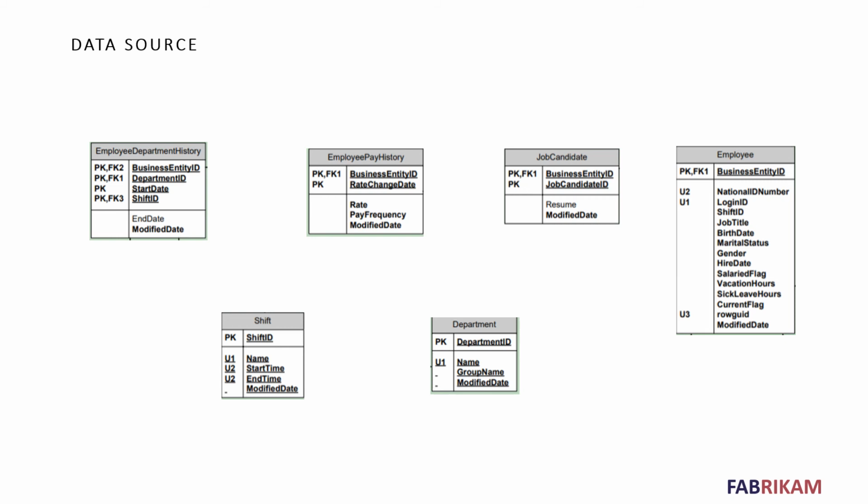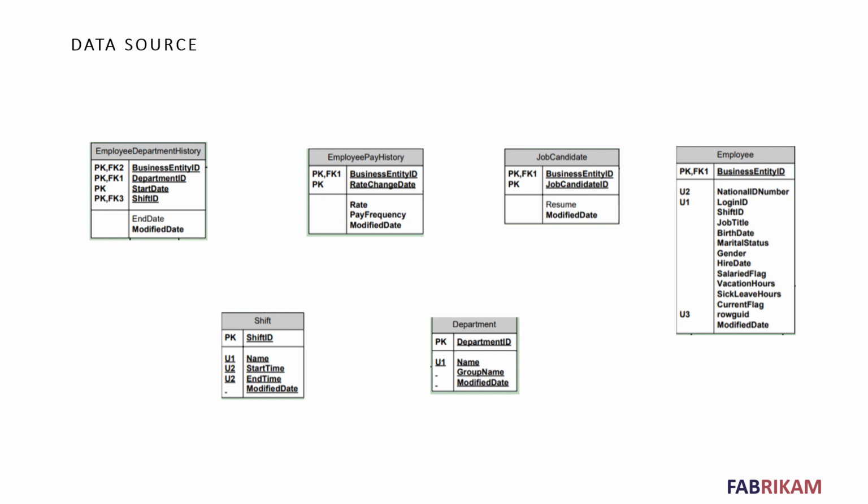Birth date is interval or date. Marital status and gender are varchar or categorical. And then hire date is interval or date. Salaried flag is varchar or categorical. Vacation hours and sick leave hours are interval or date.